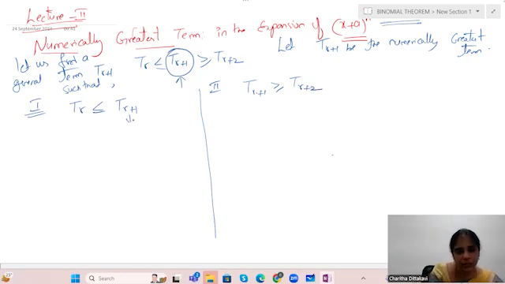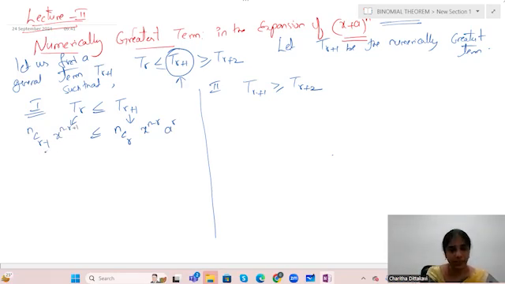What is T(r plus 1)? I hope everyone knows the general term: nCr, x to the power n minus r, a to the power r. Now what about T(r)? You just have to take one less there, isn't it? So nC(r minus 1), x to the power n minus r plus 1, because n minus (r minus 1) is n minus r plus 1, into a to the power r minus 1.